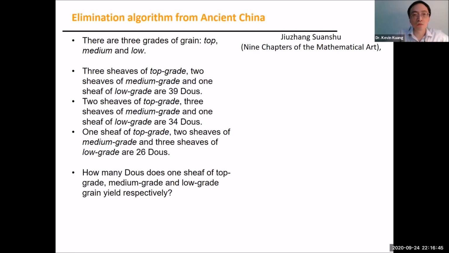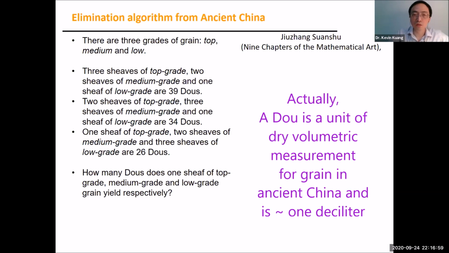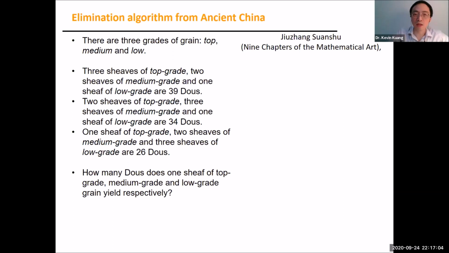There are 3 grades of grain: top, medium, and low. 3 sheaves of top grade, 2 sheaves of medium grade, and 1 sheaf of low grade are 39 dowels. The dowels, it's probably the currency used during that period. And as you can see here, there are 3 variables, right? The first is the top grade, second medium grade, and the third low grade. So you can look at this as if they are x1, x2, x3, or x, y, z, for example.